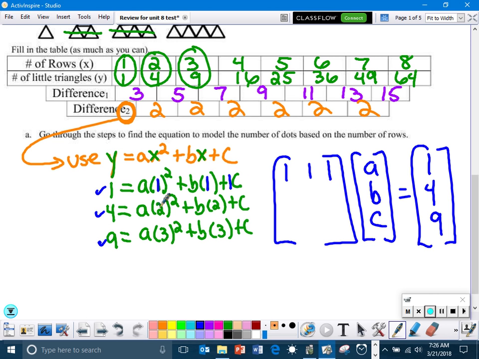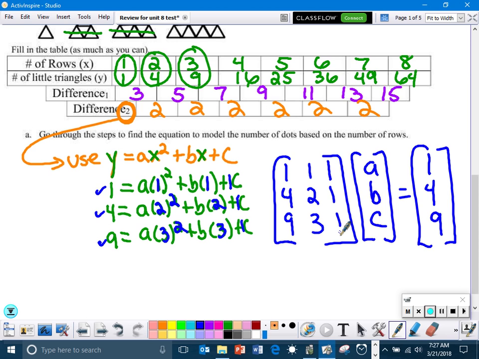The middle row, 2 squared, 4, 2, 1. The third row, 3 squared, 9, 3, 1. All right, so now what we want to figure out is what A, B, and C are. We want to come up with an equation that will give us this pattern.